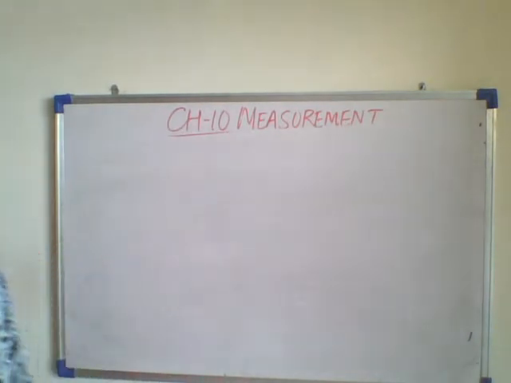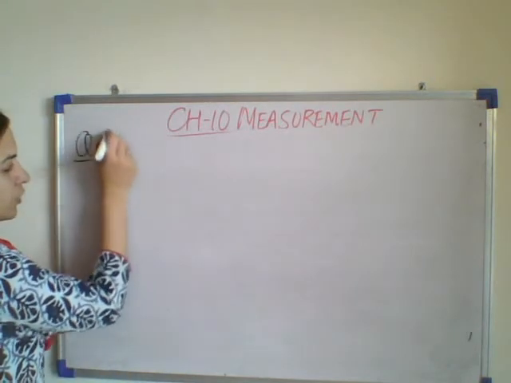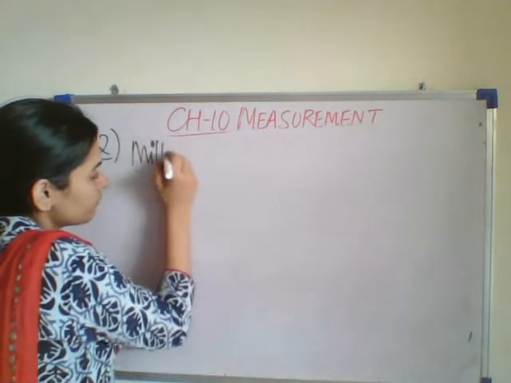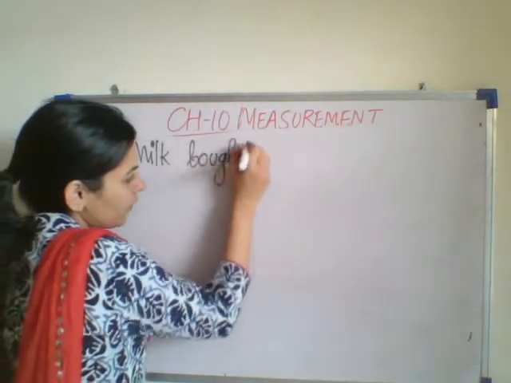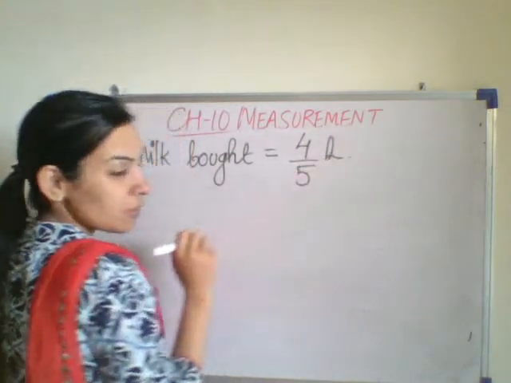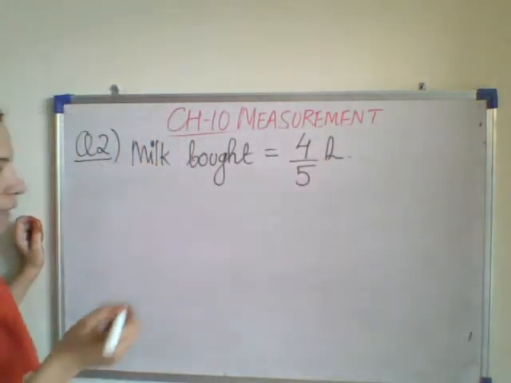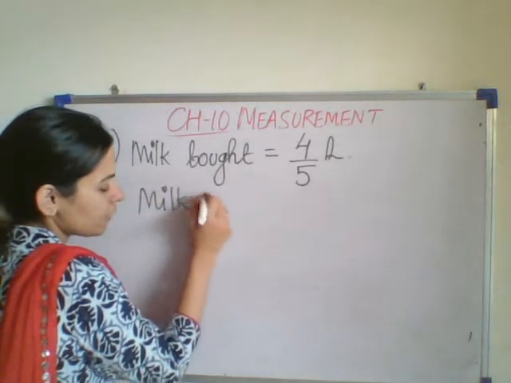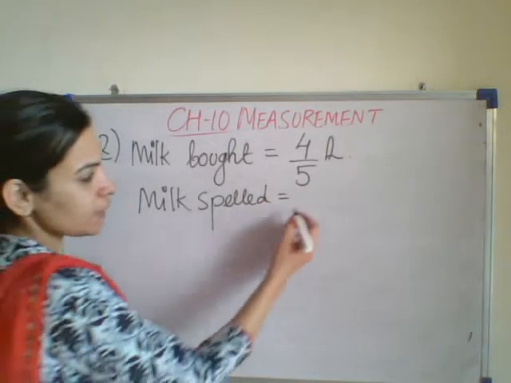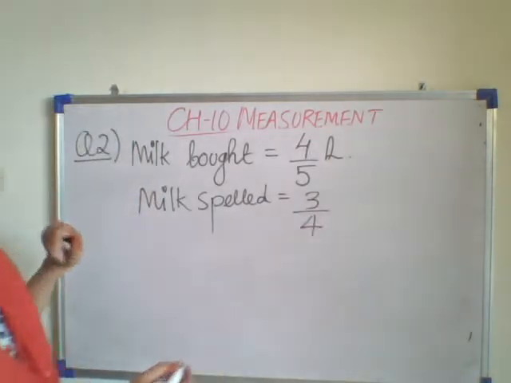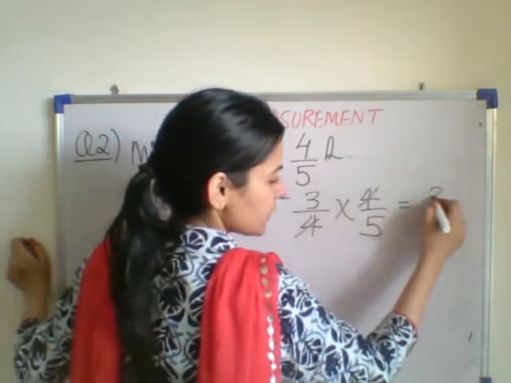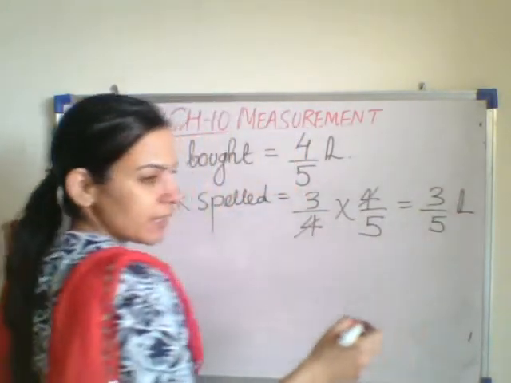So let us do now question number 2, the solution. What is given? The milk bought. How much milk was bought? The milk bought was 4/5 liter. This much milk was bought. Milk spilled. How much milk was spilled? How will we be finding it? 3/4 multiplied by 4/5. This gets cancelled. It means 3/5 liter of milk was spilled.